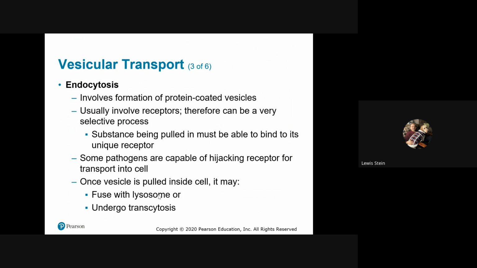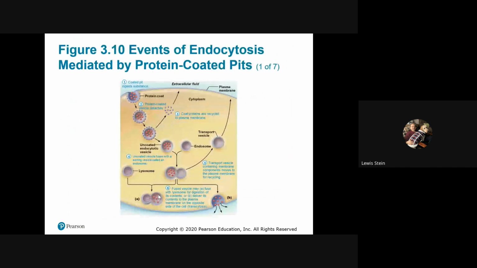And again, if it's just going to use the cell as a passageway, getting from, like, say, your GI tract into your bloodstream, we call that transcytosis. So those are the names you're going to see. And this is a classic picture. Here it is. Effectively, the protein coats are there functioning as receptors.